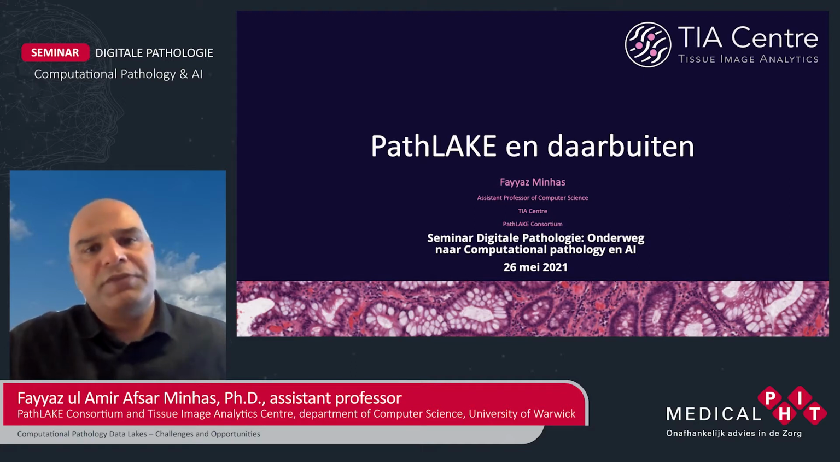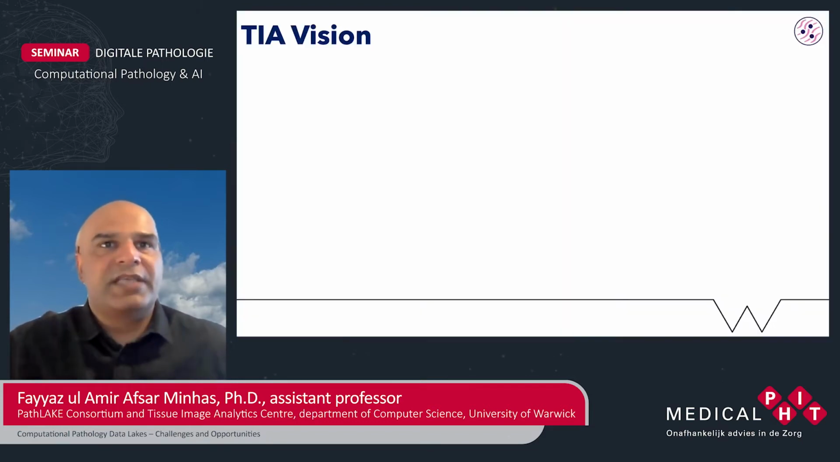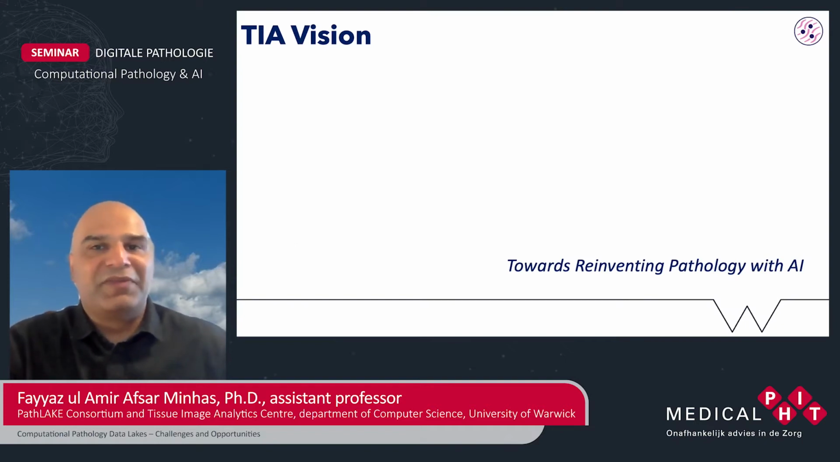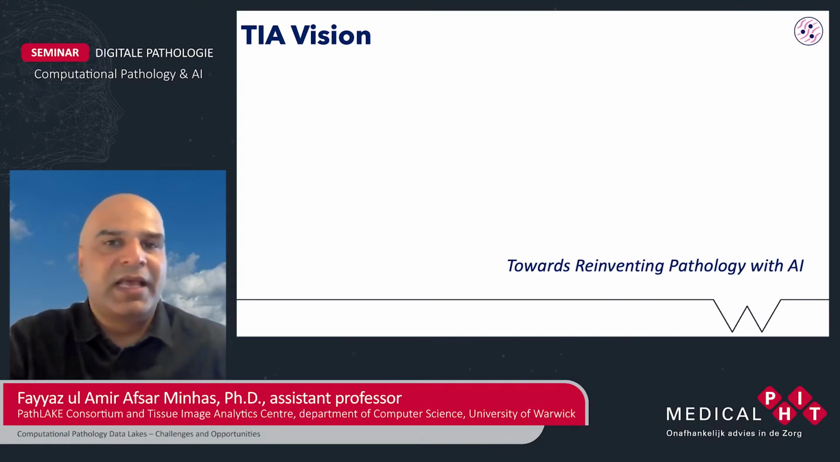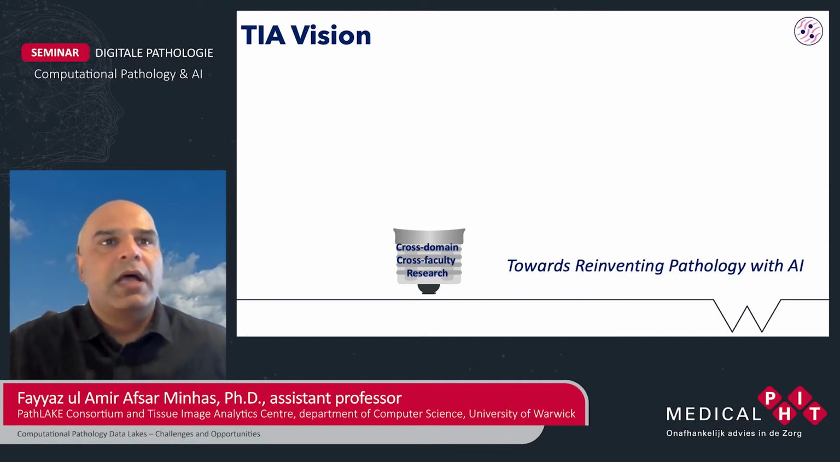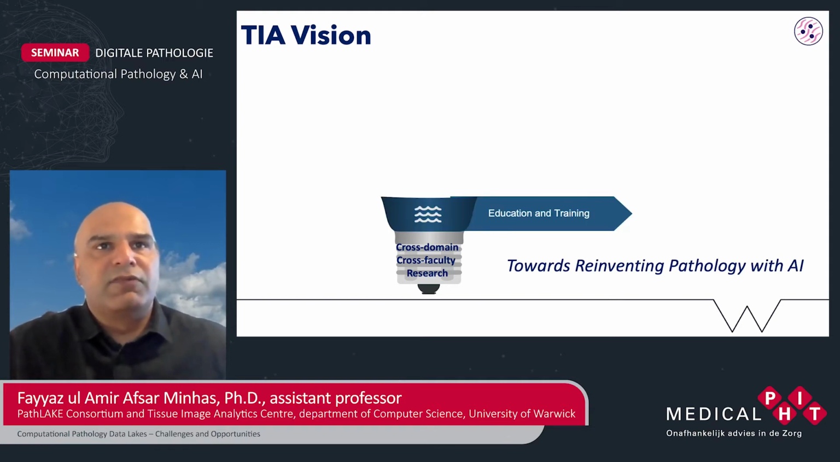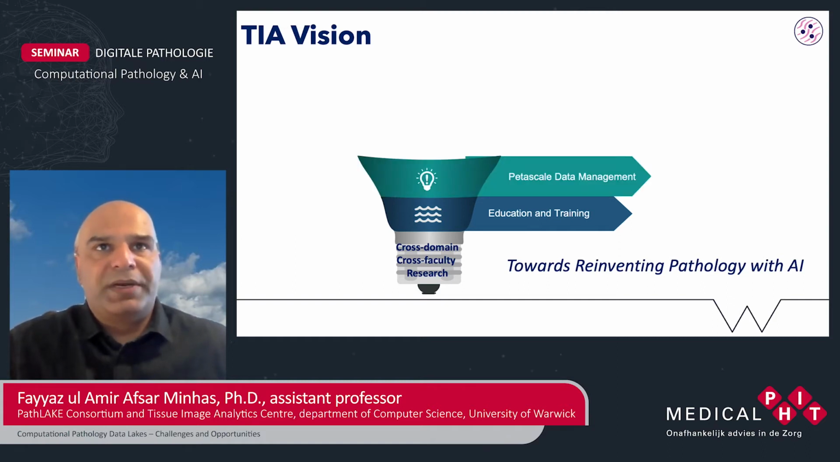Before moving on, I'd like to give you an introduction of our Tissue Image Analytics Center, of which I am a part. The Tissue Image Analytics Center at the University of Warwick is aimed at inventing or reinventing pathology with artificial intelligence. I think it's a vision that all of us share. We are all aiming towards revolutionizing digital pathology with artificial intelligence. The goal of our center is to be a cross-domain and cross-faculty research center that is involved in education and training, us being a part of a university, and also petascale data management.